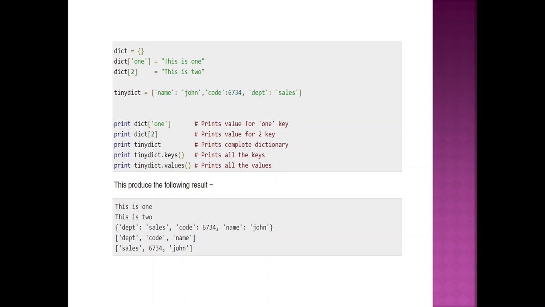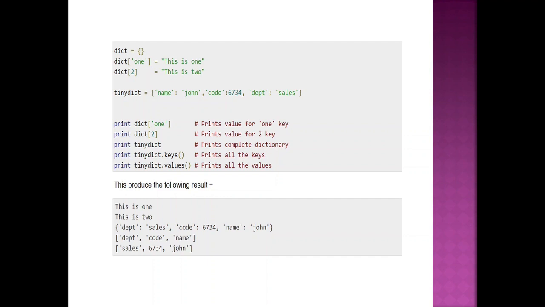Now let us print the values of the dictionary. Print dict of 1. If I give it like this, the corresponding value for the key 1 in the dictionary dict will get printed. My output is "This is 1", which is the value for the key 1. In the next print statement, I have given print dict of 2, and the corresponding value for the key 2 gets printed, which is "This is 2".